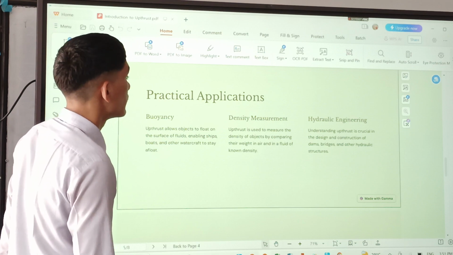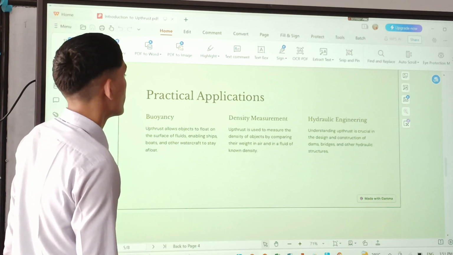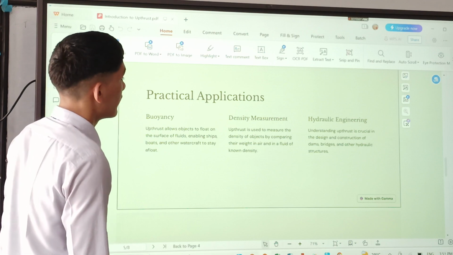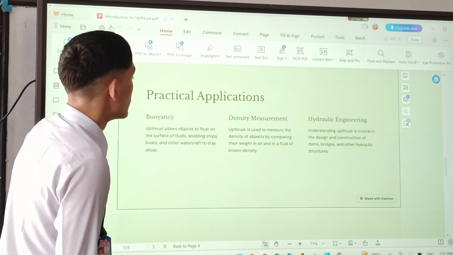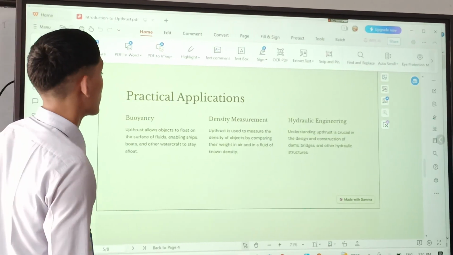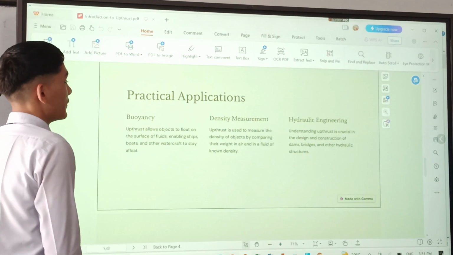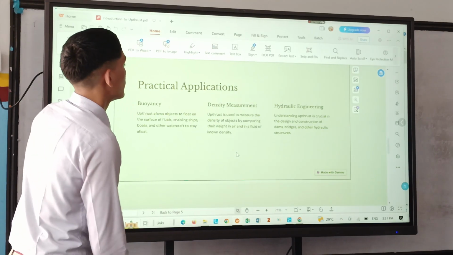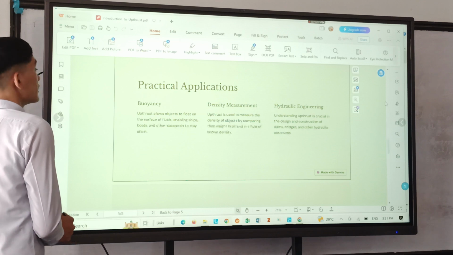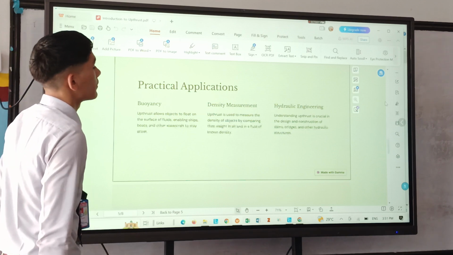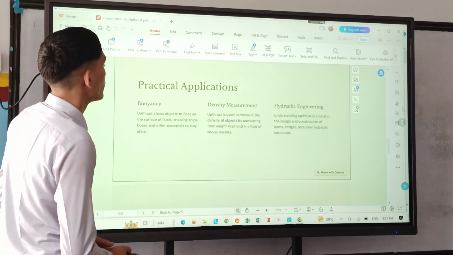Hydraulic engineering. Understanding upthrust is crucial in the design and construction of dams, bridges, and other hydraulic structures. As you all know, in engineering, upthrust is also important to design and construct dams. With the help of upthrust, engineers are able to design and construct dams, bridges, and other hydraulic structures.